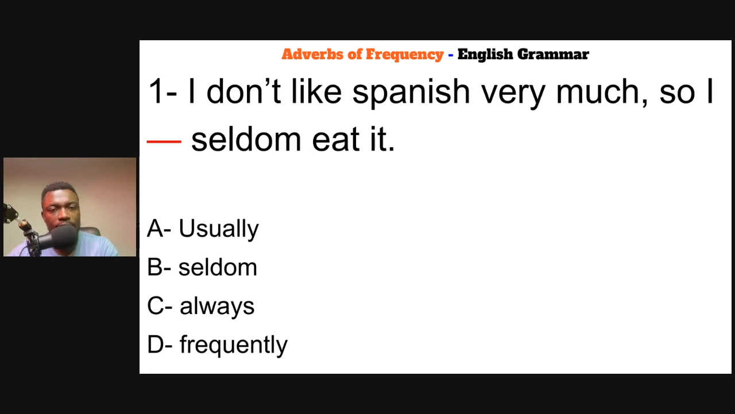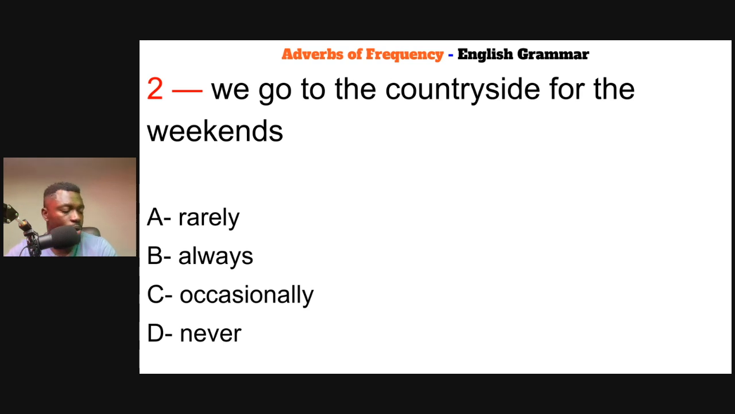I don't like Spanish very much. But I seldom eat Spanish, oh, sorry, Spanish food. I meant to say Spanish food. I apologize. Spanish food. So I seldom eat it. Okay, so I rarely eat it. Seldom means rarely.